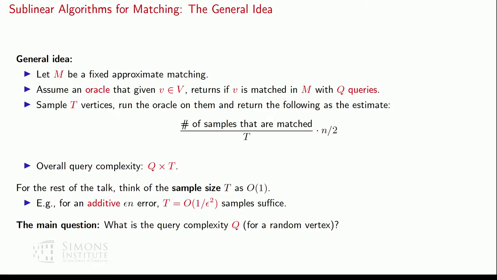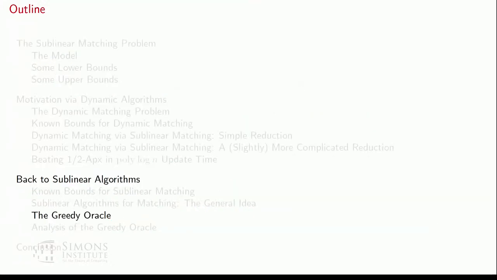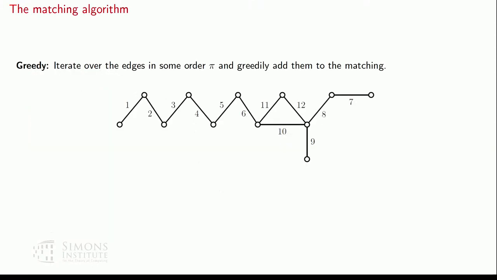So what is the query complexity for answering whether a given vertex, which in fact will be a random vertex in this framework, is part of the matching or not. And this depends on our choice of matching M and how the oracle works. Okay. So this is how the different algorithms differ. Okay. So what I talk about now is the greedy oracle. So a greedy maximal matching is a simple algorithm.